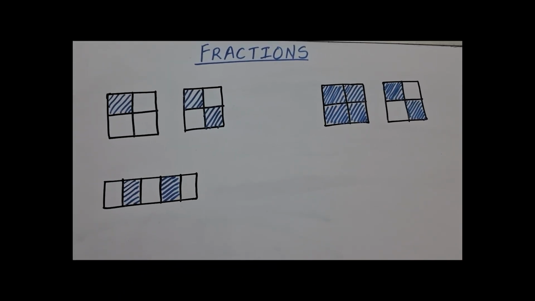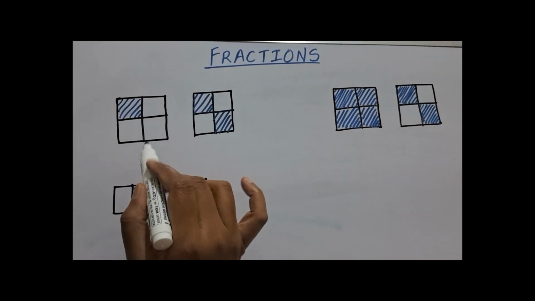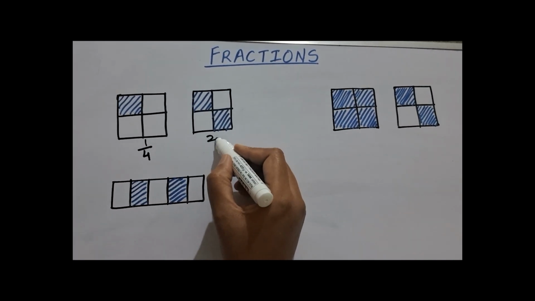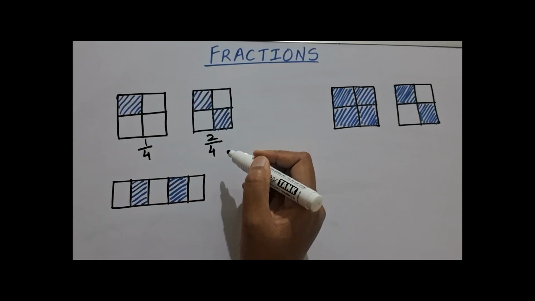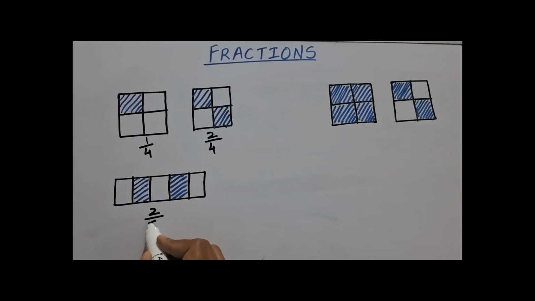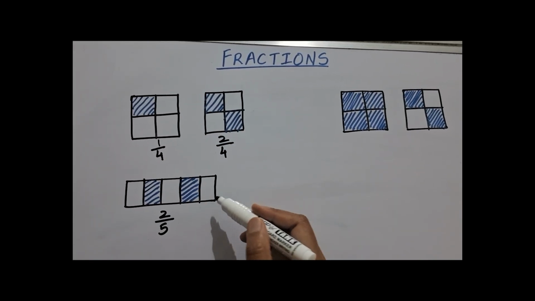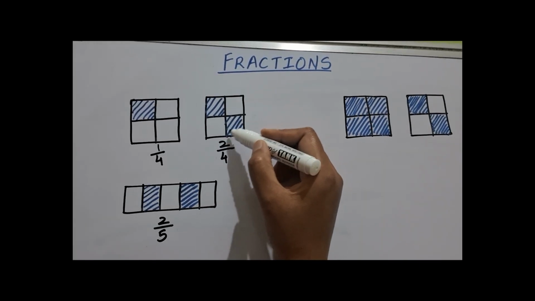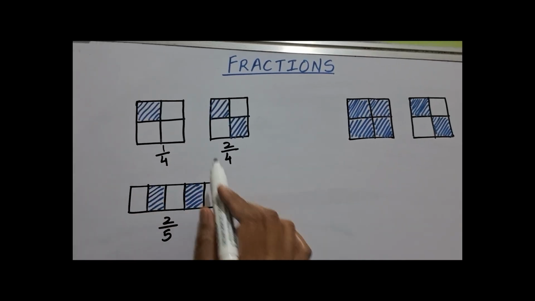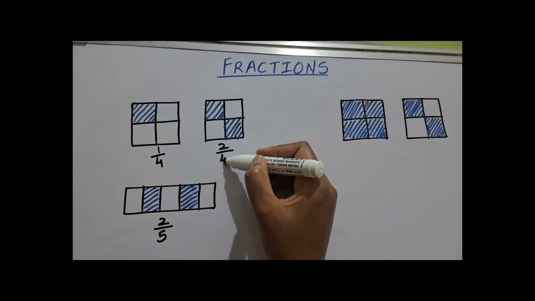Now let us write the fractions for these shaded parts, children. In this one, it is 1 by 4. For this one, it is 2 by 4. And this one, it is 2 by 5. In these three, children, we observe that only a part of the whole is shaded. And these are fractions where the numerator is less than the denominator.